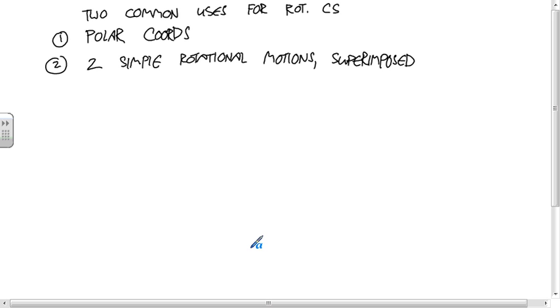The next thing I want to do is talk about two common applications of the stuff that we just talked about, calculating velocity and acceleration vectors in a rotating coordinate system. These two applications are first polar coordinates, and the second one is two simple rotational motions where one is happening on top of the other one. So a superposition of these things, a piggybacking of one on top of the other one.